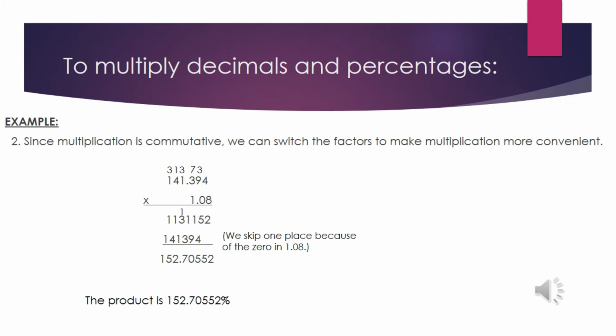Like, the biggest number is 141.394. That's why you'll follow this one. So, the answer is 152.70552.